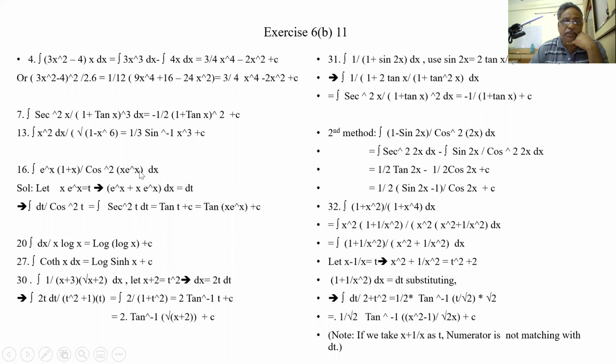Then what is the differentiation of this? e to the power of x plus x into e to the power of x dx is dt. So this is dt. So integral dt by cos square t. This is becoming cos square t. So on the top we are getting dt. See, this is e to the power of x into 1 plus x. So basically, x e to the power of x function, this is f dash x. So we'll say minus 1 by cos x e to the power of x.